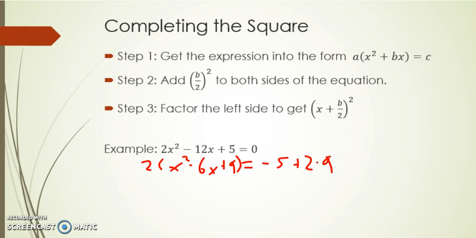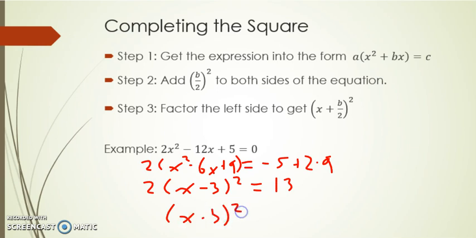So now on the left-hand side, I can rewrite that in the factored form as x minus 3. Like I said in the step 3 explanation, it's always half of the middle number b, so half of negative 6 is negative 3, and then it's that binomial squared. On the right-hand side, 9 times 2 is 18. If you take away 5, that's 13. And the next step would be to divide both sides of the equation by 2, so that I'm just left with x minus 3 squared equals 13 over 2.